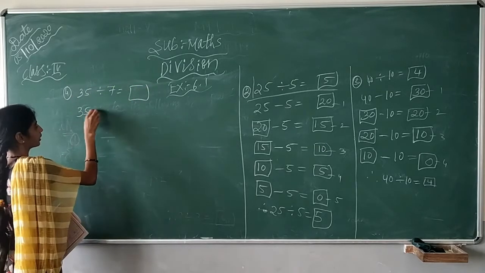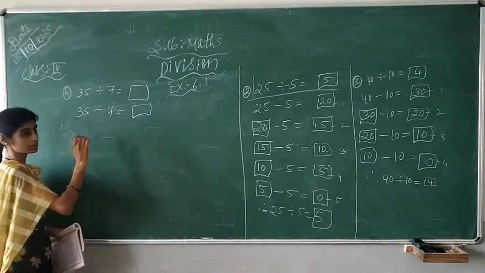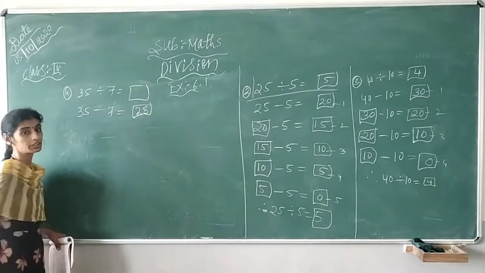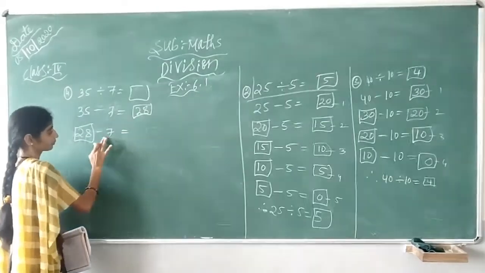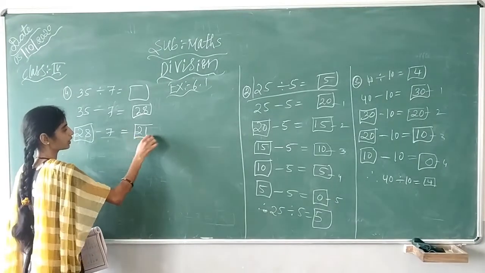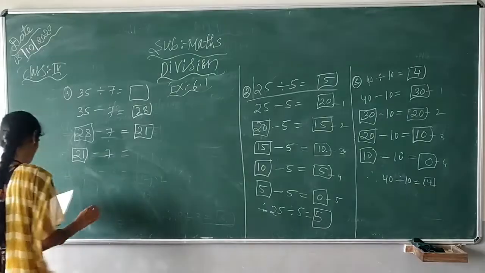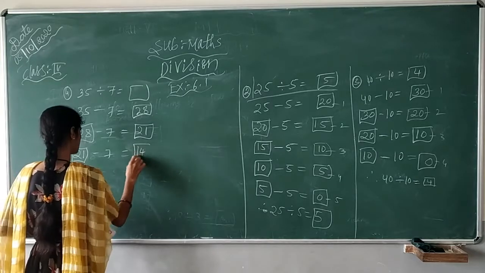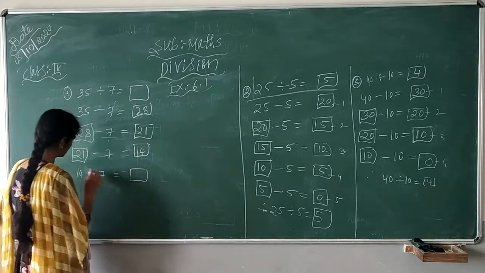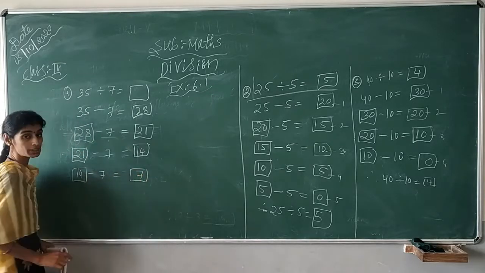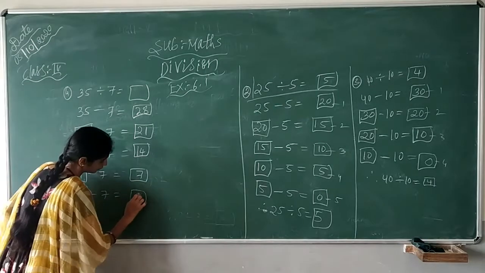So first step, 35 minus 7. Please subtract it. 35 minus 7. You are going to get 28. Okay. Again for the second day you are having 28 minus 7. How much is left? Yes, you are left with 21. Then again 21 minus 7. How much are you left with, children? Yes, you are left with 14. So again 14 minus 7. How much is left? Again you are left with 7. Yes, 7. Again here 7 minus 7. You are left with 0.